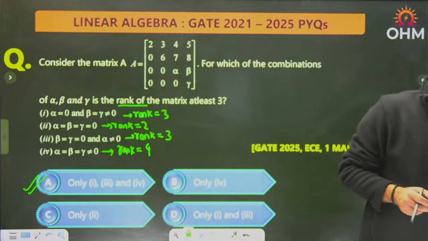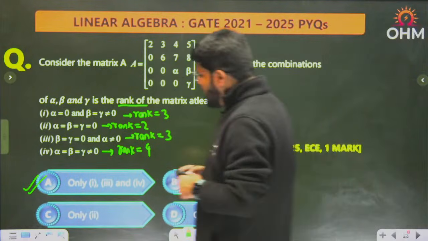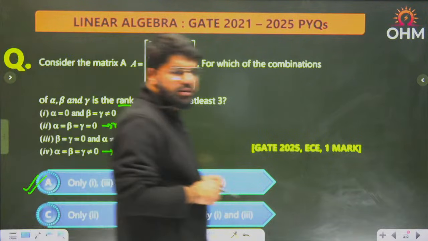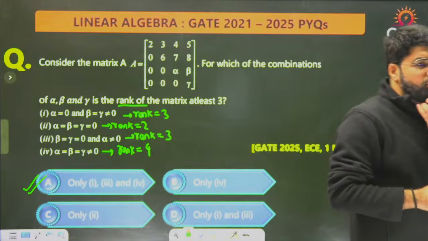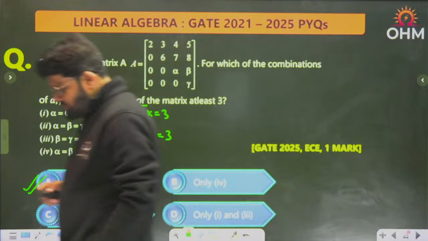So this is a basic analysis question. A little better question as compared to the previous ones, but still not difficult. You just have to have that basic analysis. A is going to be the correct answer.